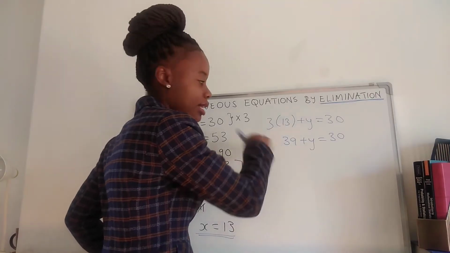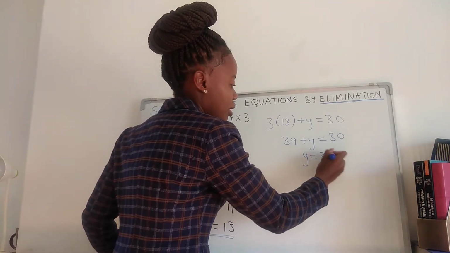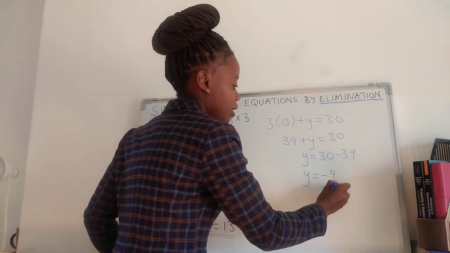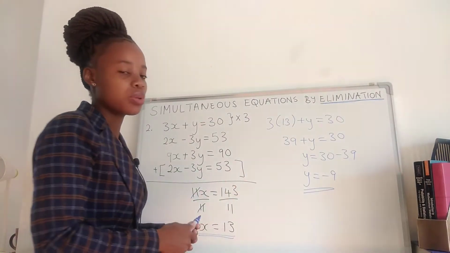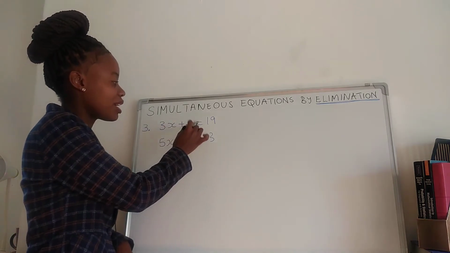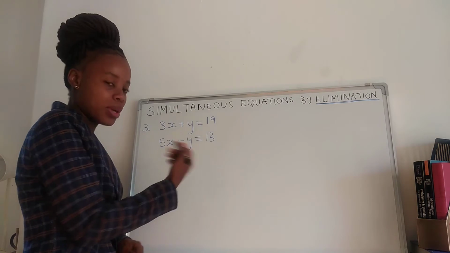We take 39 to the other side. Our y is going to be 30 minus 39, which is negative 9. So we have x equals 13 and y equals negative 9. Number 3, we have 3x plus y equals 19 and 5x minus y equals 13.